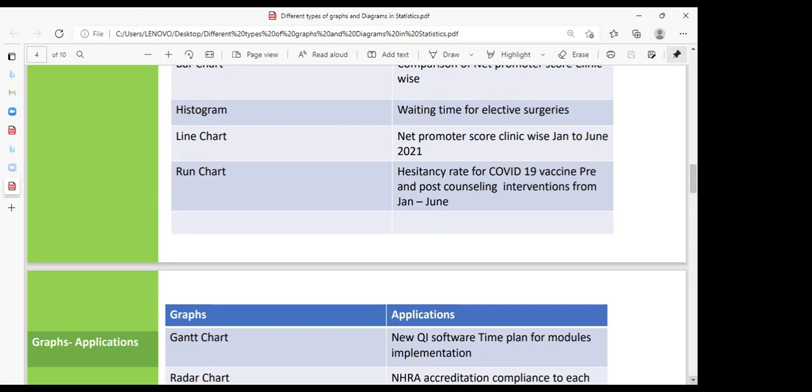The example I have given here is the hesitancy rate for COVID-19 patients, pre and post. To explain further, you have a few COVID-19 patients who had hesitancy about taking the vaccine pre, and then you did some interventions: you gave education, you gave counseling, so you've done an action plan, and then you have the post interventions of that. So it displays the pre and the post. The data here is also from January to June.